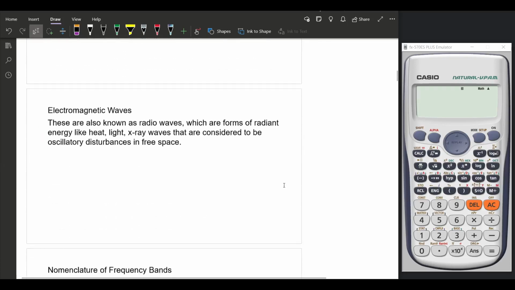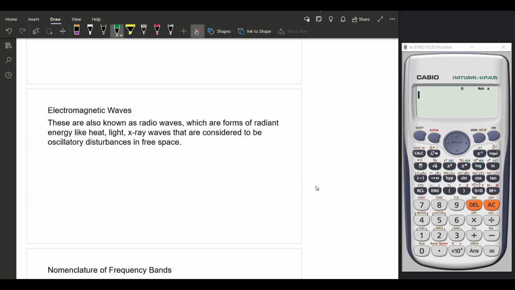So electromagnetic waves are also known as radio waves. And so other terms sa kanila is radio waves. So they are forms of radiant energy such as heat, light, X-ray waves. So parang mga ganyan sila, yung mga kamukha niya. So they are considered oscillatory disturbances in free space.